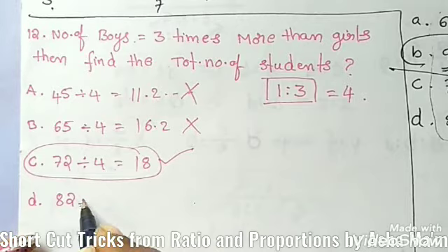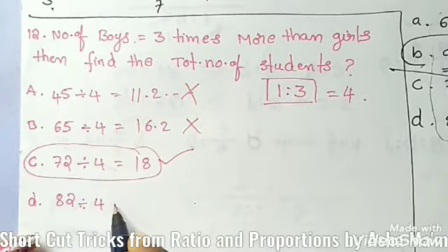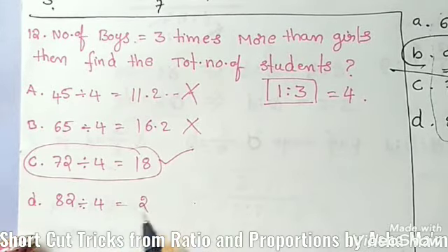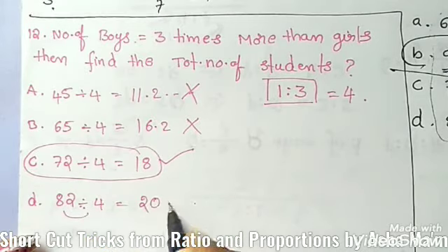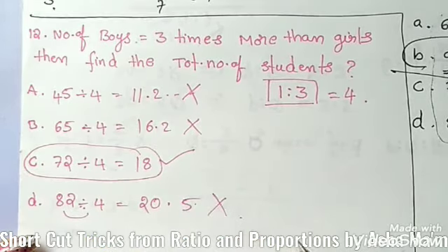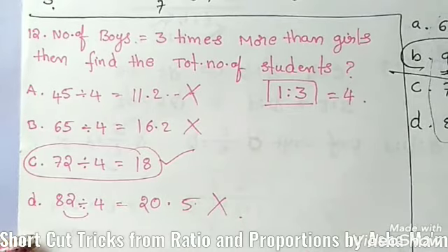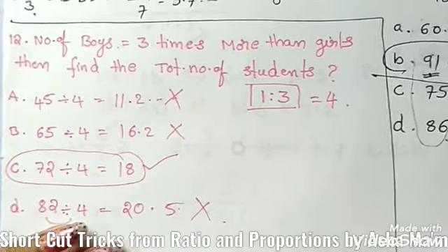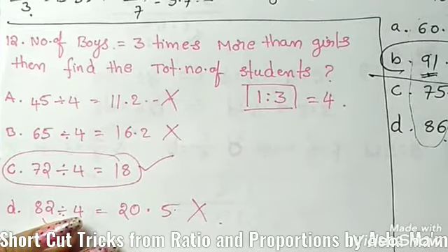Let us check this also. 82 divided by 4 is equal to 2 times. Now 0.5. So wrong answer. Right. So this is the answer. Let us see question number 13.